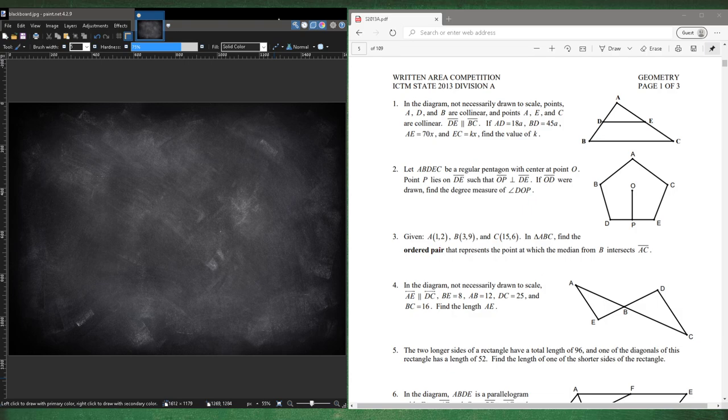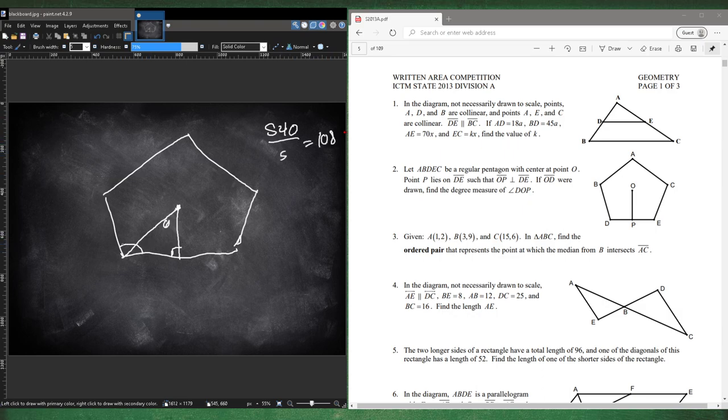Okay, number 2. This is a pentagon, and basically OP is perpendicular with DE, and they say if OD was drawn, find that angle measure. So DOP, this is theta and this is 90. So we have to look for this angle. So let's first look for this angle. We know that a pentagon is 540. So 540, to get one of them, since there's 5, we divide by 5 to get 108.